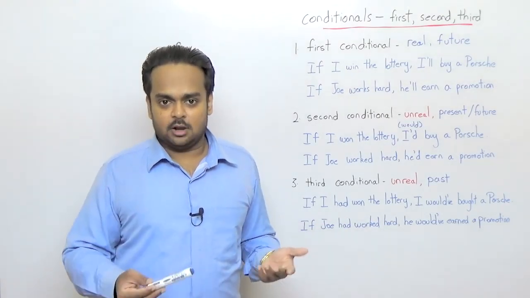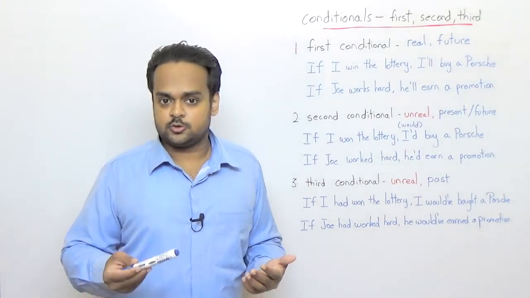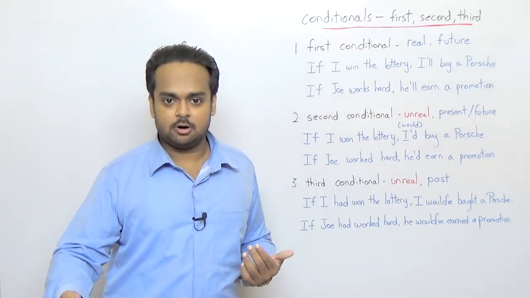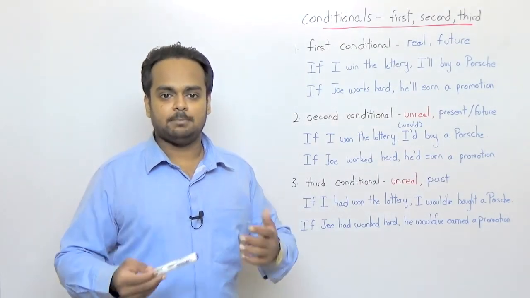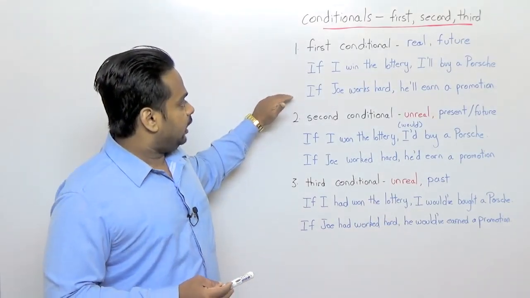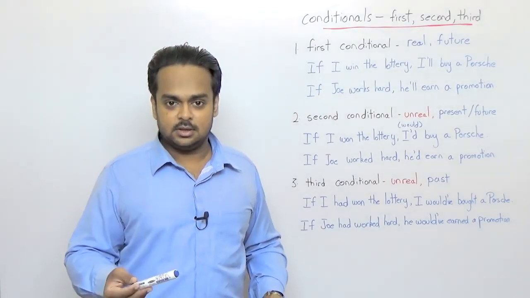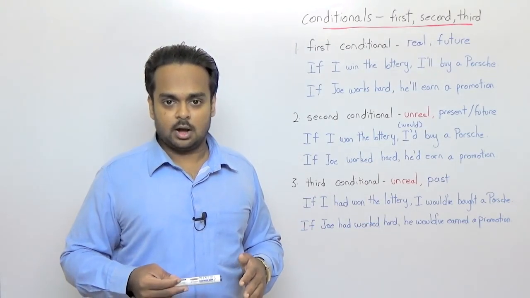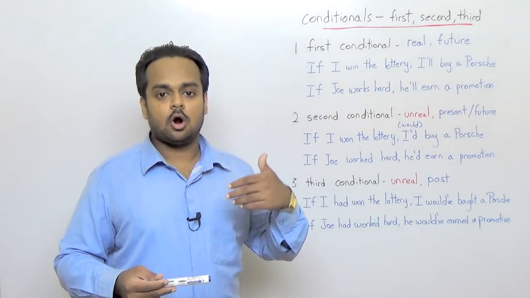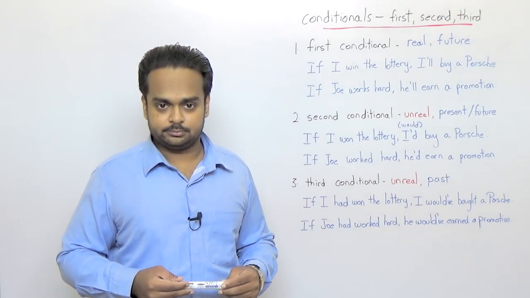So maybe I have a lottery ticket in my pocket and the results are coming out tomorrow. So tomorrow, if the number on my ticket matches the winning number and I win the lottery, I'll go and buy my favorite sports car. Or in this example, if Joe works hard, he'll earn a promotion. Now, when I say that, you can guess that Joe doesn't work hard now, but I think it's possible that he will work hard in the future. So if he works hard, he'll earn a promotion.